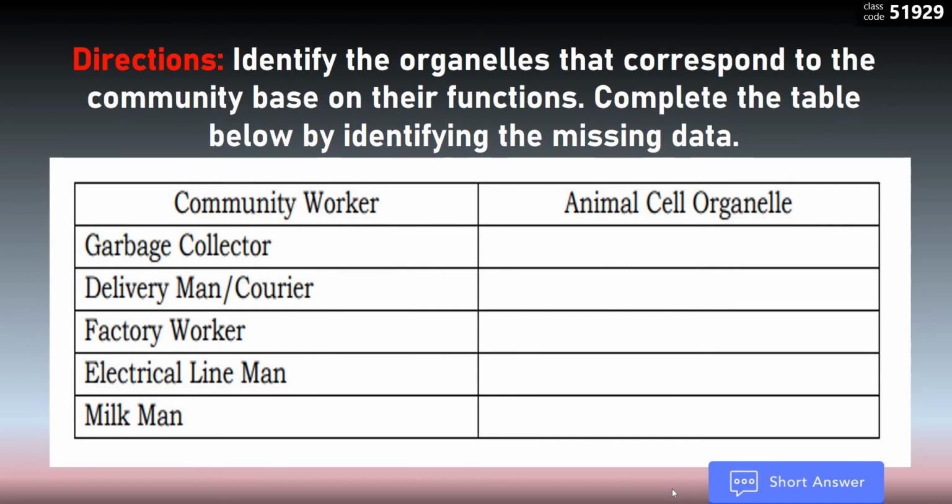Identify the organelles that correspond to the community based on their functions. Complete the table below by identifying the missing data. For the first column, we have the community marker. For the second column, it's all about the animal cell organelle. Okay? So you're given time. Go. Okay? Time is up. So here is the answer.